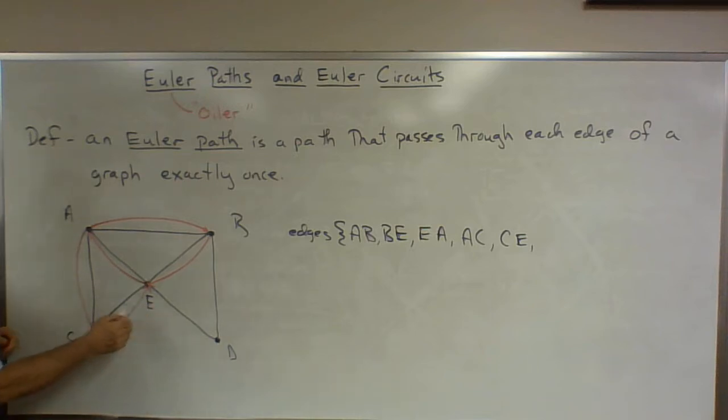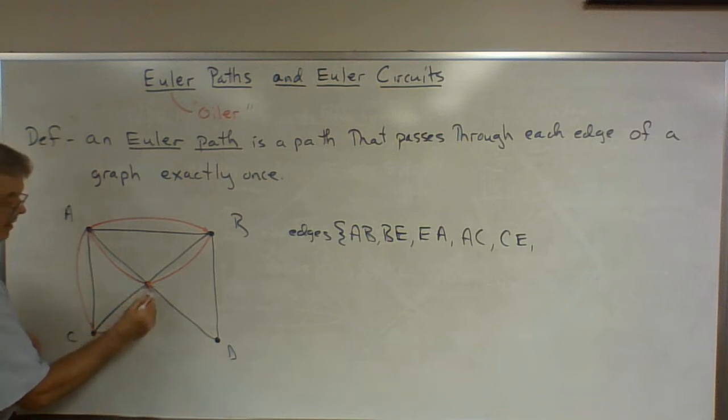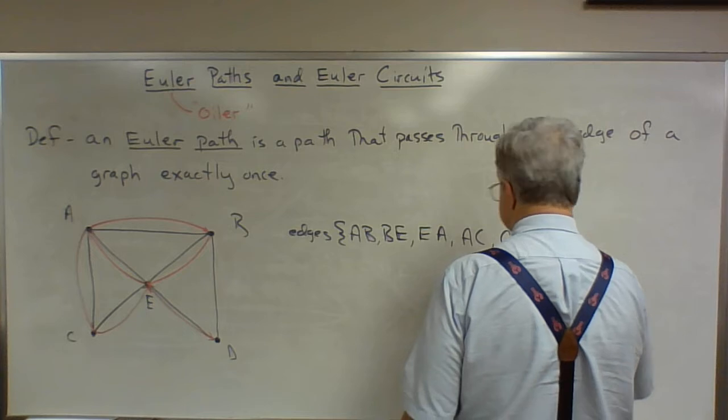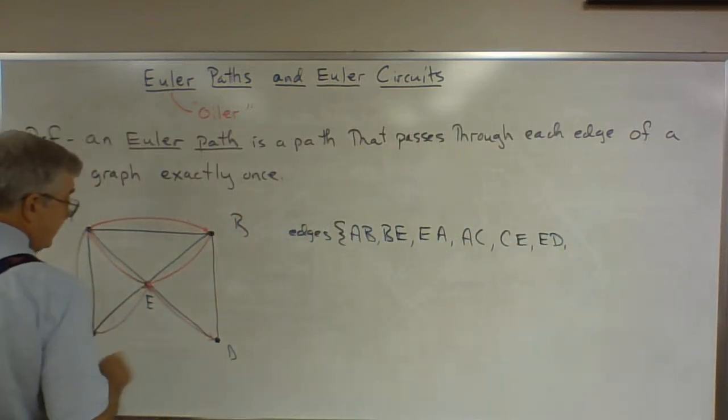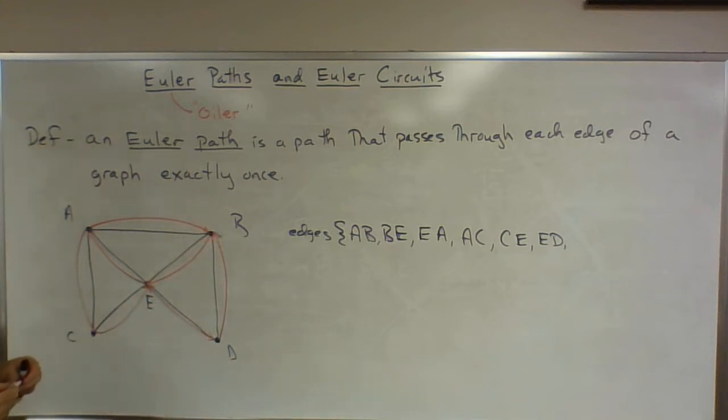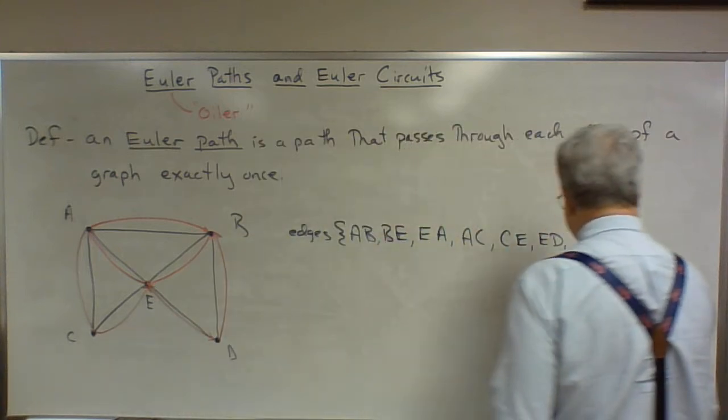And there's only one place I can go from here that I haven't already been over. Let me start over again. There's only one vertex I can go through from here that I haven't already covered, and that's ED. So now we got this edge covered. And then I cover this last edge from D to B, and every single edge is covered exactly once.